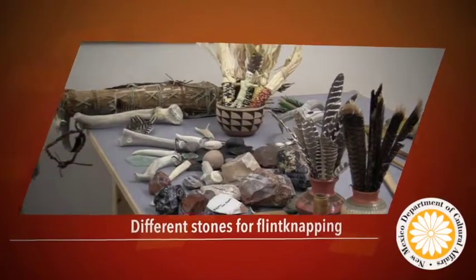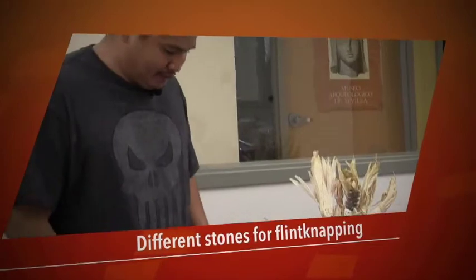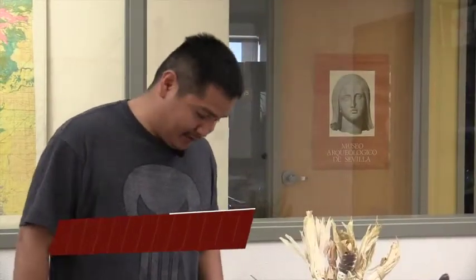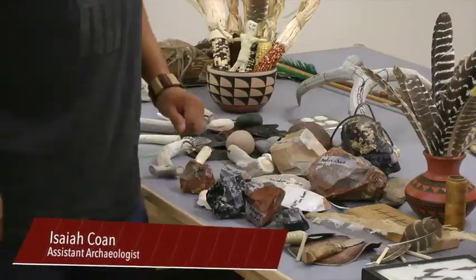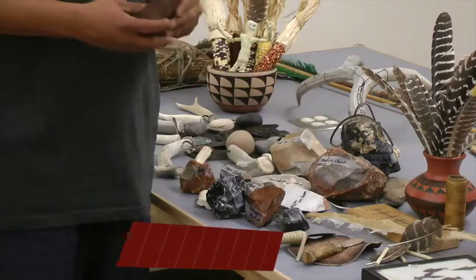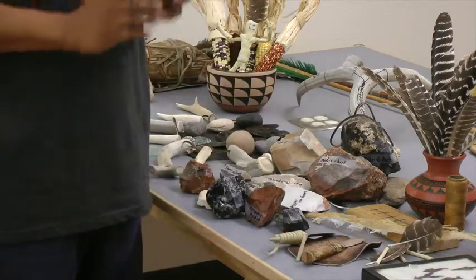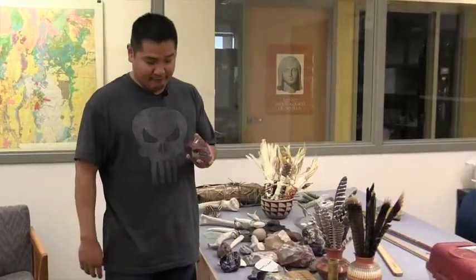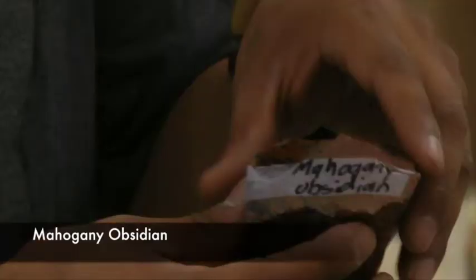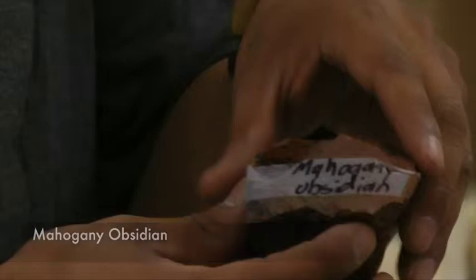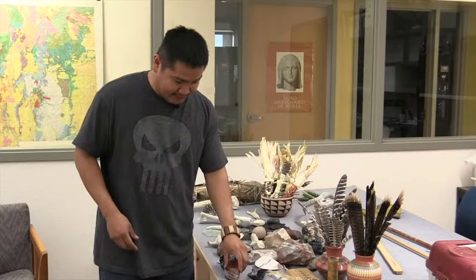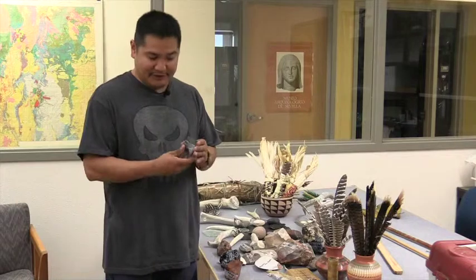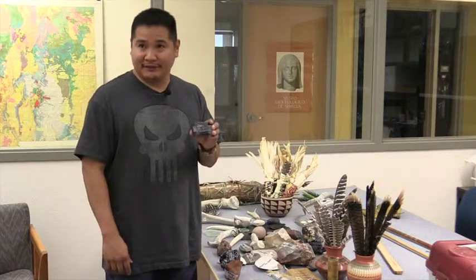We'll start with the stone materials that we have. There's different types of materials that you can use. The material that I'm going to use today is Mahogany Obsidian, which would be this type, which comes from Oregon. It's obsidian, and there's different types of obsidian, different categories, and a good example would be rainbow obsidian, which comes from Mexico.